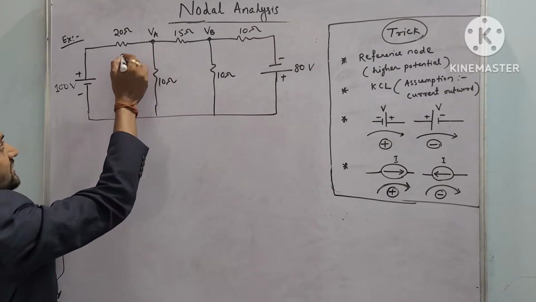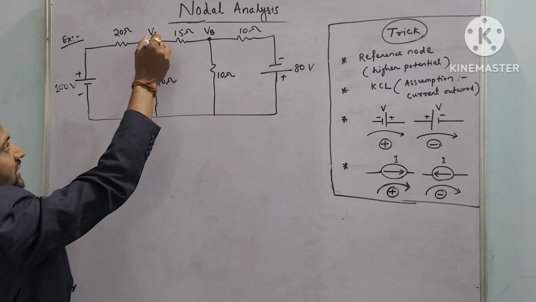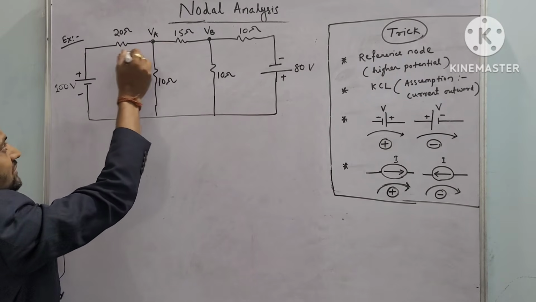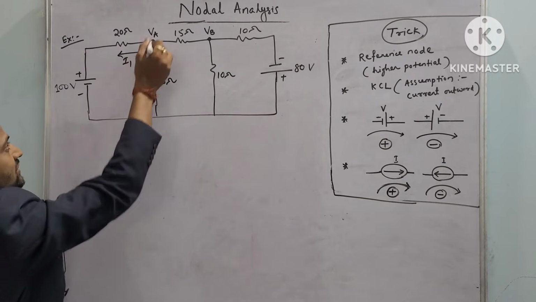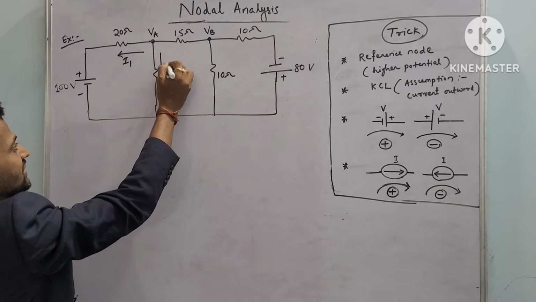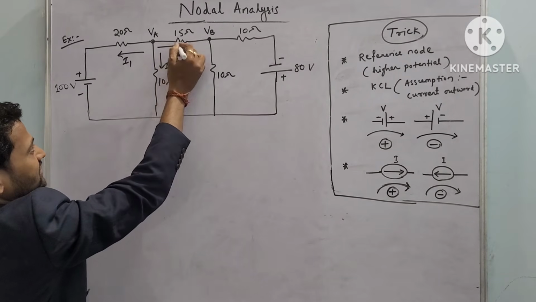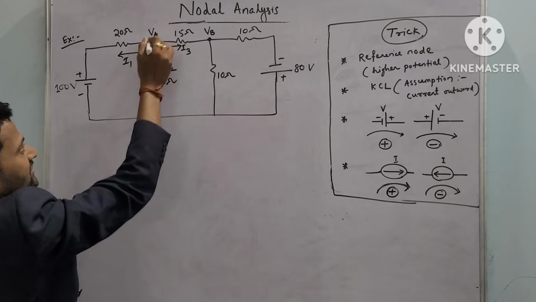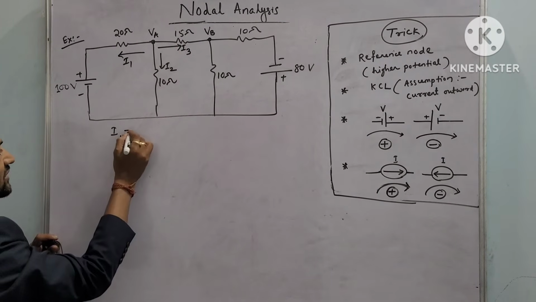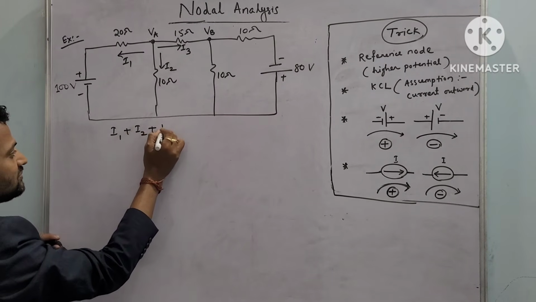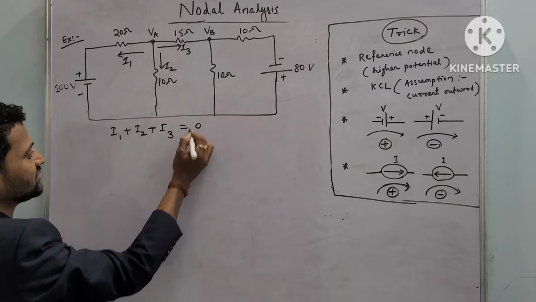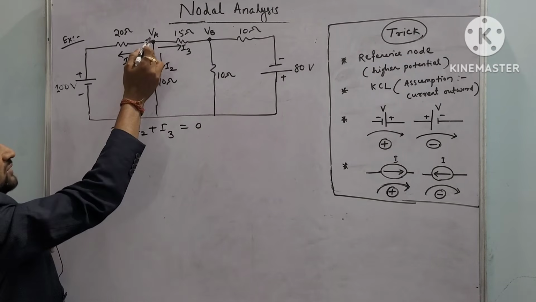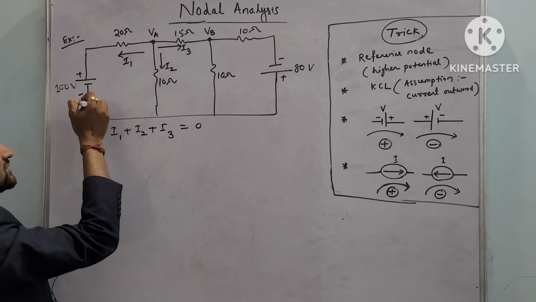So if we apply KCL, looking from the point A, there are three branches. Branch 1, let this current be I1. Branch 2, let this current be I2. And branch 3, let this current be I3. And you apply KCL, so I can write down I1 plus I2 plus I3 will be 0. So in place of I1, I can write down VA minus of 100 volt.